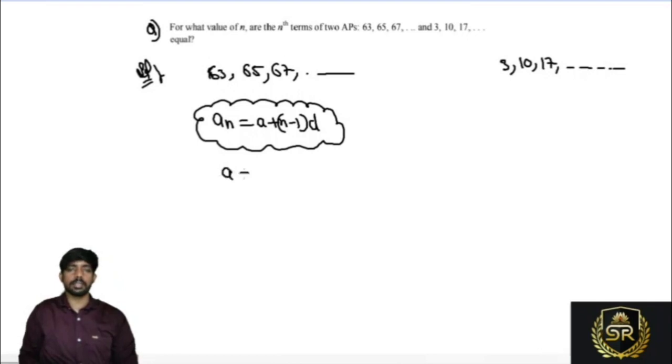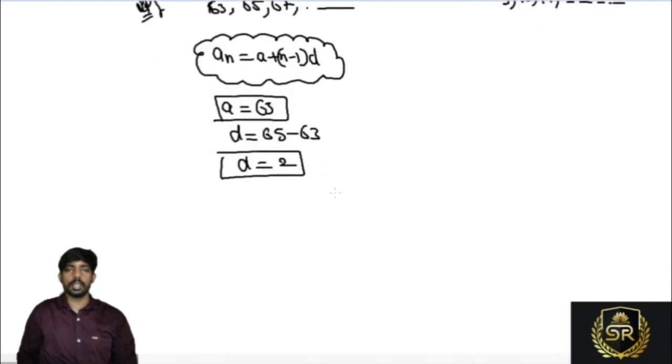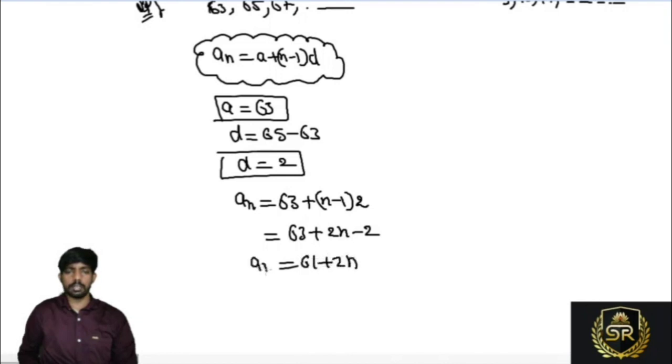Here in the first series, the first term is 63 and the common difference is 65 minus 63, which is 2. Therefore can I write the nth term? An is equal to 63 plus (n minus 1) into d, where d is 2. So 63 plus 2n minus 2, which is 63 minus 2 is 61, plus 2n. Therefore the nth term an is 61 plus 2n.